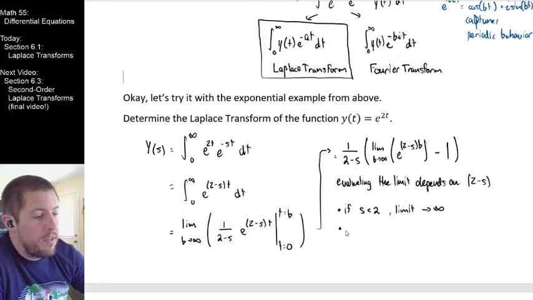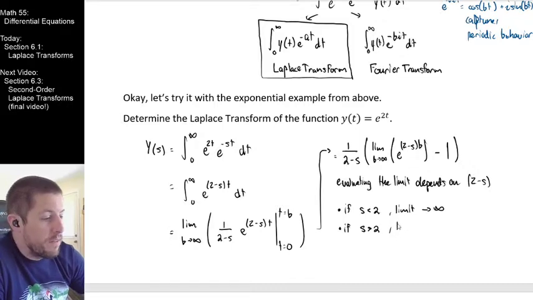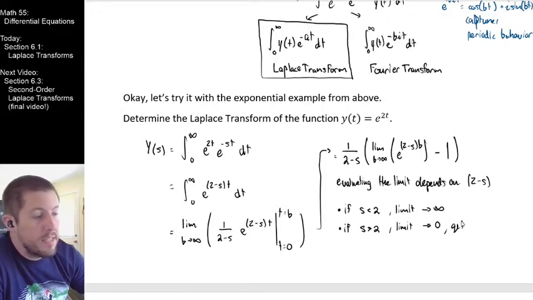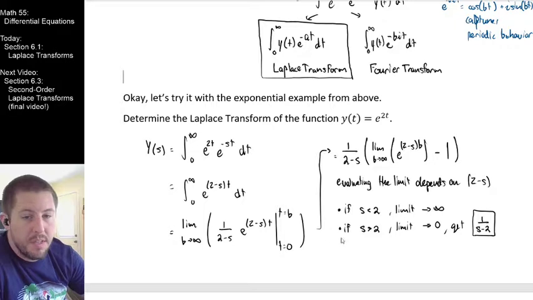Right? On the other hand, if we see when s is greater than 2, then we're going to see that this 2 minus s is going to be a negative value. So as b gets infinitely large, we're looking at e to the negative infinity, which is just going to be 0. And so we're going to get 0 for the limit. In this case, then, all we'd be getting is 1 over 2 minus s times negative 1, which would be 1 over s minus 2. Does that look like a function you've seen a few minutes ago?